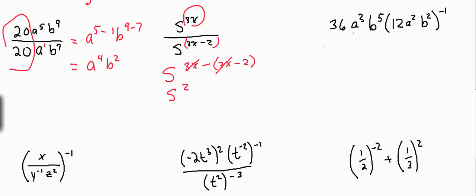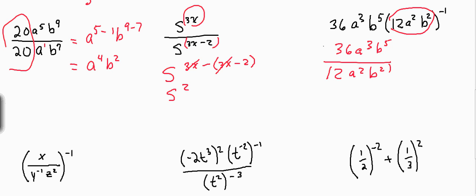Here I have 36 a cubed b to the 5th, and then this section is all raised to the negative 1. So I can write that, a cubed b to the 5th, and put this whole term in the denominator. So 12a squared b squared. That's all raised to the positive power 1, but I don't need to put that in. Now I can simplify. 36 divided by 12 is 3 over 1. And then I have a cubed minus 2 and b to the 5th minus 2. And I simplify, I get 3a b cubed.